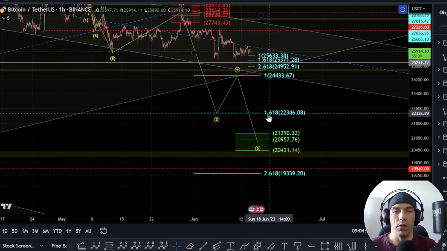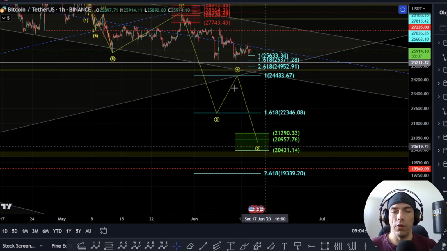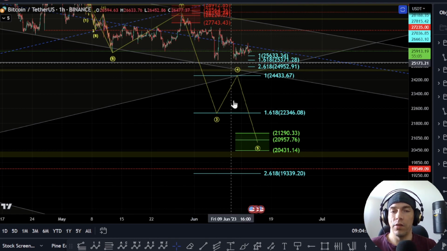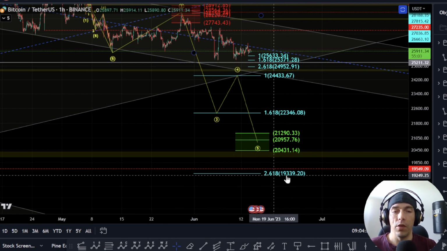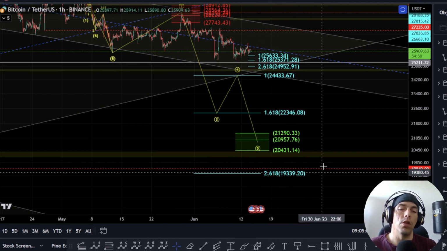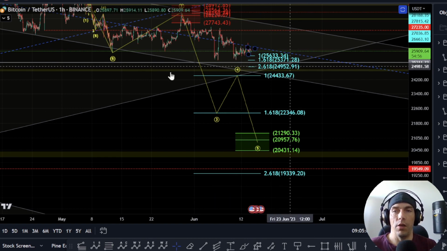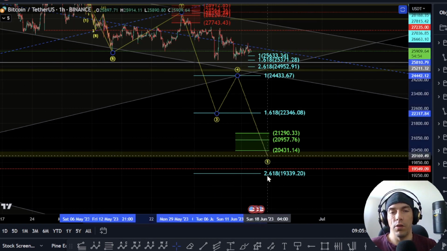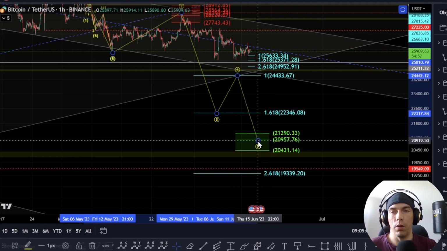If we start to break down towards these levels, you know, we could actually see this extending out. Now if it extended out even deeper, what we could actually see is this 19,339 as a possible 2.618 target. So that could be potentially where this fifth wave looks to end up in relation to this wave one.